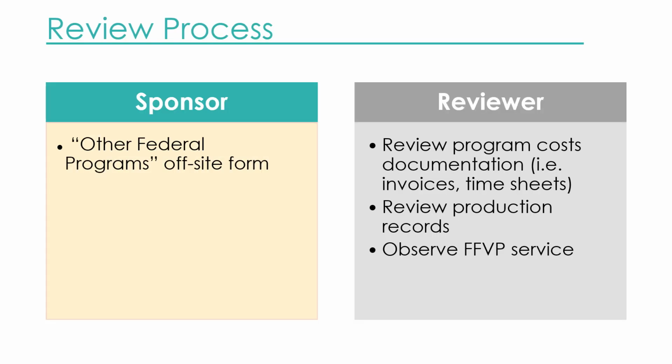In order to complete the FFVP, or Fresh Fruit Vegetable Program, component of the administrative review, the SFA staff must open and complete the Other Federal Programs form in the Off-Site Forms section. Here you can mark the FFVP box. Then the on-site reviewer will review program purchases and time certification documentation specific to the fresh fruit vegetable program. The reviewer will also review production records as well as make time to observe an FFVP service time on site.